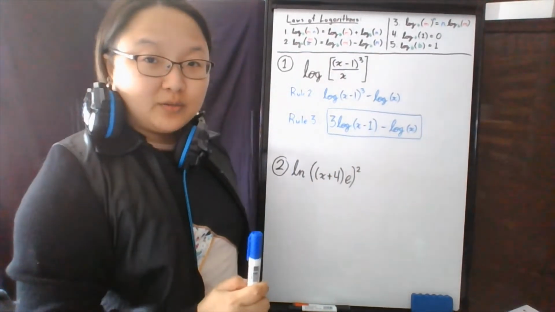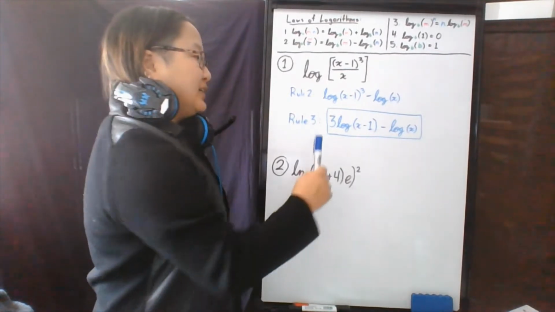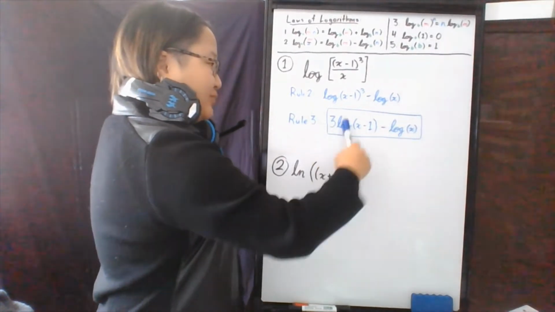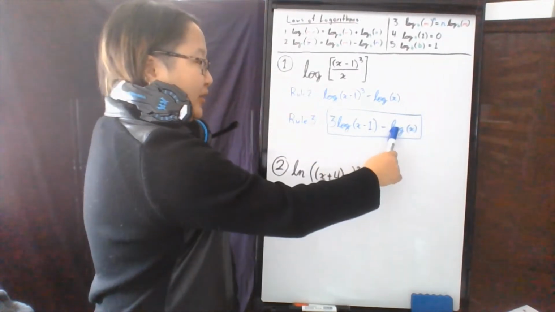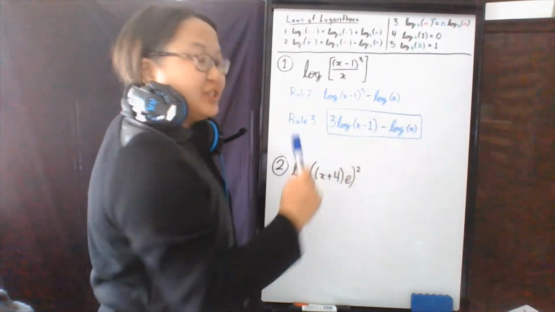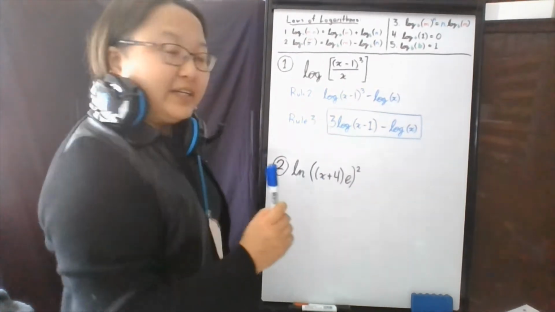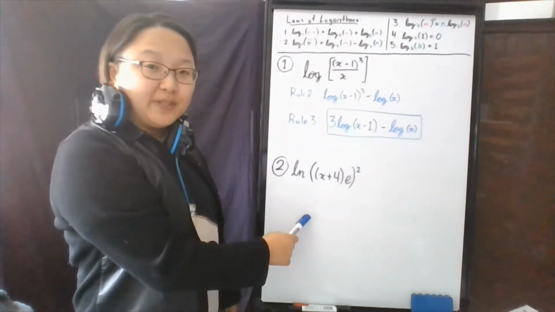The important thing, where I've seen a lot of mistakes made, is that people keep the log in front and just do everything on the inside. But you have to remember that you have to distribute that log and keep that same log in each part. Now, let's do a natural logarithm down here.